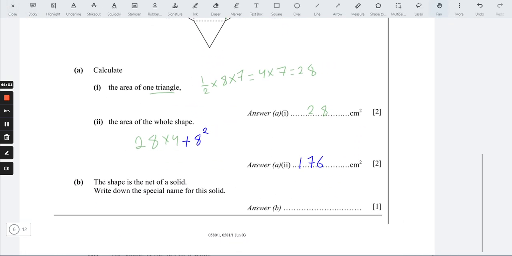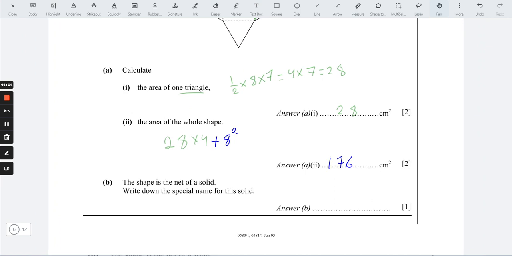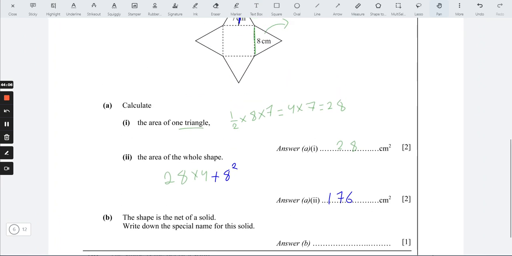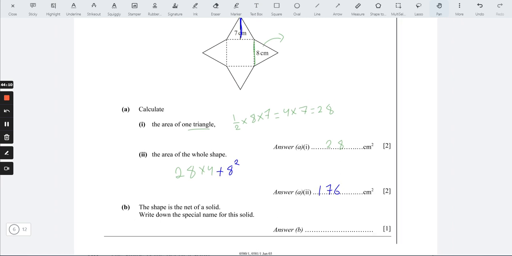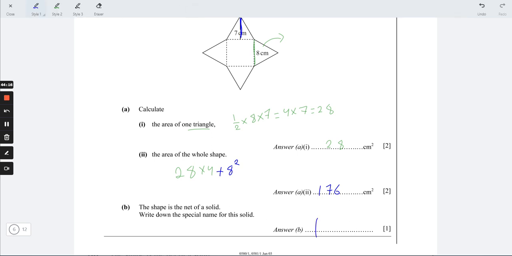Now the shape is the net of a solid. Write down the special name of this solid. Okay, yes, if you are going to fold all of these triangles, they will meet in one vertex on the top, and this is no more than a pyramid. Pyramid.